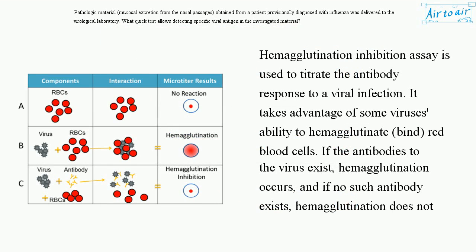Hemagglutination inhibition assay is used to titrate the antibody response to a viral infection. It takes advantage of some viruses' ability to hemagglutinate, bind red blood cells. If the antibodies to the virus exist, hemagglutination is inhibited, and if no such antibody exists, hemagglutination occurs.